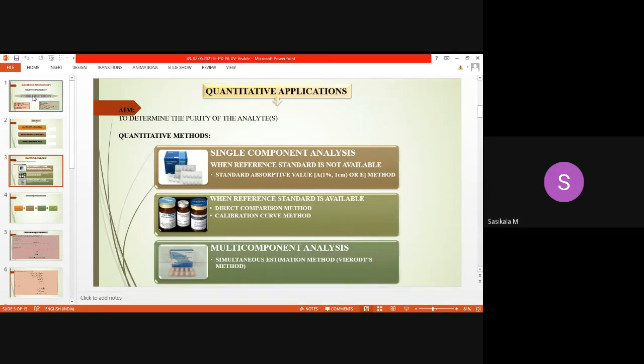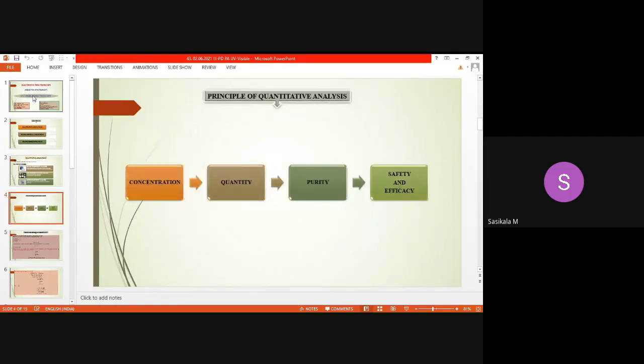That is the 1% 1 centimeter method. When the reference standard is available, we'll be using the direct comparison or calibration curve method. Then multi-component analysis, which will go with simultaneous estimation. This is all we have seen. And the principle behind quantitative analysis is concentration. Starting in the beginning, we analyze concentration. From concentration, quantity is determined for the drug substance or drug product. Then purity is analyzed, and that purity says about the safety and efficacy of the drug product.